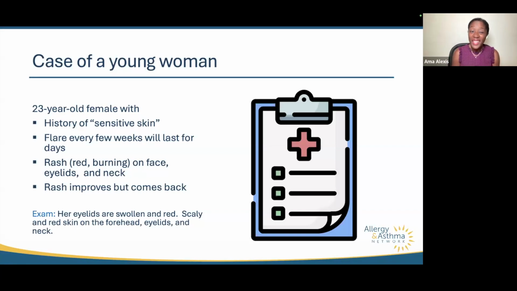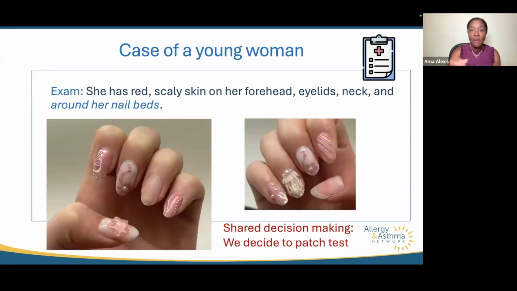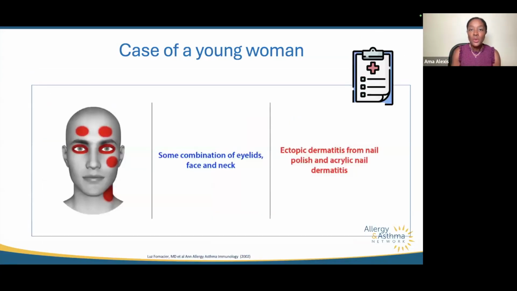On exam, her eyelids are really swollen and red, and we can see some scaling and some redness on her forehead, her eyelids, and her neck. On further exam, we also see a rash right around her nail beds. If you look a little closely, we can see some redness and some scaling right around her nail beds. And so we decide together that we'll place a patch test, and we'll talk about patch testing in a little bit. My colleague, Dr. Fonacier, published this really helpful article where it shows you where the rash is and what could be the trigger. It's really helpful.